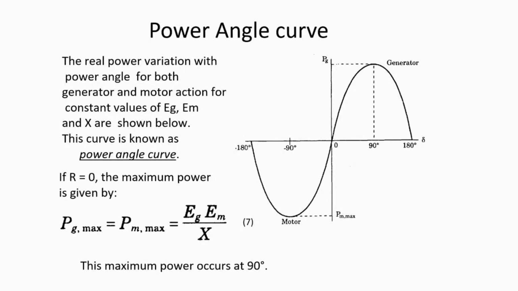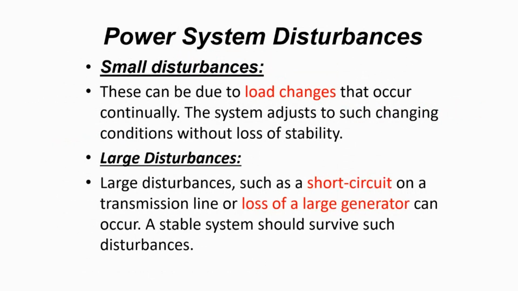Let's see how. This equation, as you can see, is a sine wave. We can draw it, and we can see that if delta is 90 degrees, the maximum delivered power, which will be equal to the maximum generated power, is EG EM over X: the two voltages at the sending and receiving end multiplied by each other divided by the impedance of the transmission line, which was reduced to only the reactance X. Very simple. This is the maximum power that can be delivered. Now, for the system to be stable, as we said, it has to regain stability if it is subjected to a disturbance.